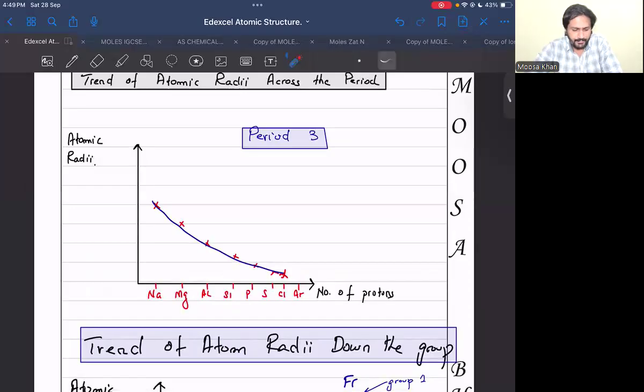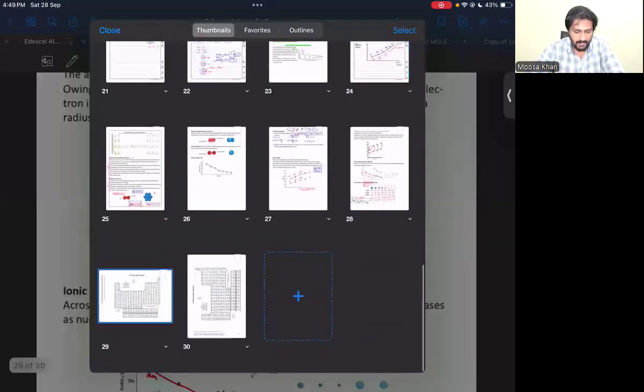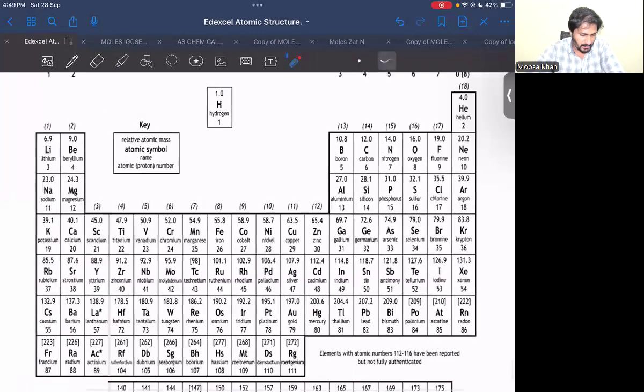Seriously. Do you guys have periodic tables in front of you right now? Nobody. Let me show you period 3. If you are making the graph of period 3, it starts from sodium, magnesium, aluminum, silicon, phosphorus, sulfur, chlorine. Does it end at chlorine? It ends at argon.